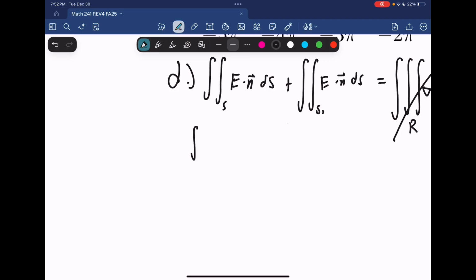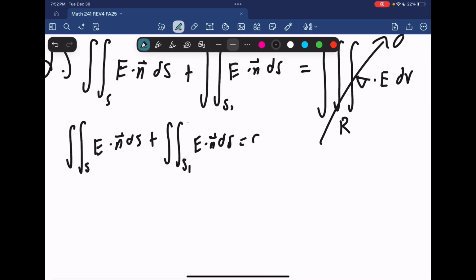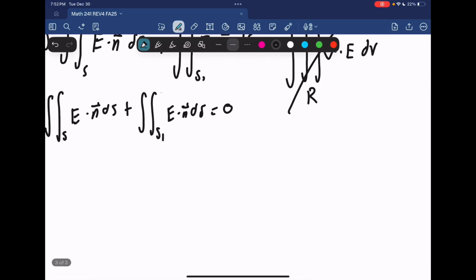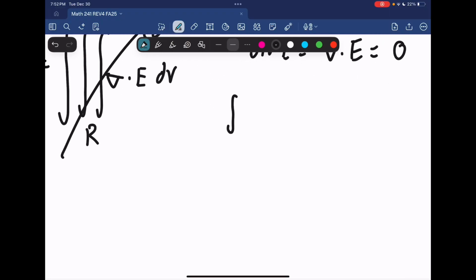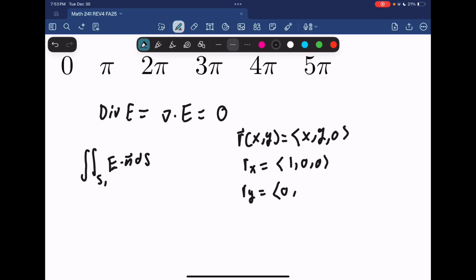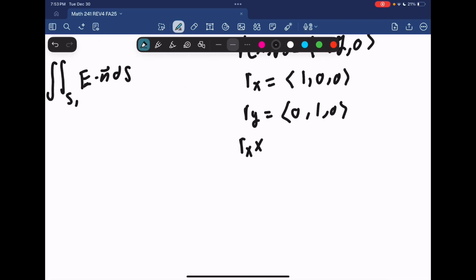So we're left with the flux over surface S of E, plus the double integral over S1 of E dot N dS, equals 0. Let's be a little clean here. We'll go ahead and find this here. It's going to be pretty similar to our last one. So we have our double integral over S1 of E dot N dS. We're going to do the parameterization again. We have r of x, y is equal to x comma y comma 0. Our r_x is equal to 1, 0, 0. r_y is equal to 0, 1, 0. Cross both of these to get our normal.